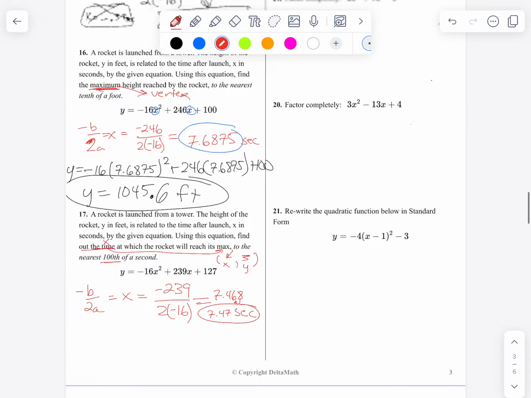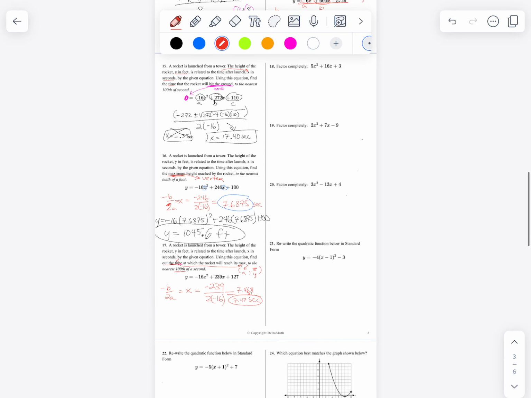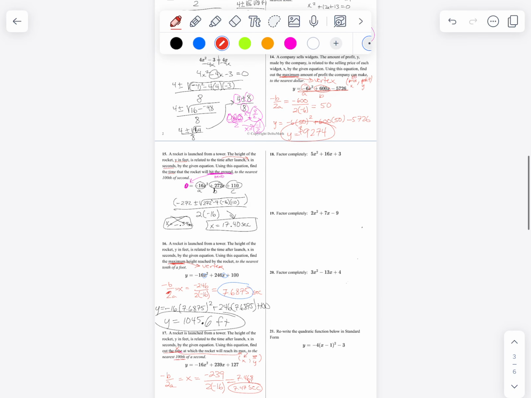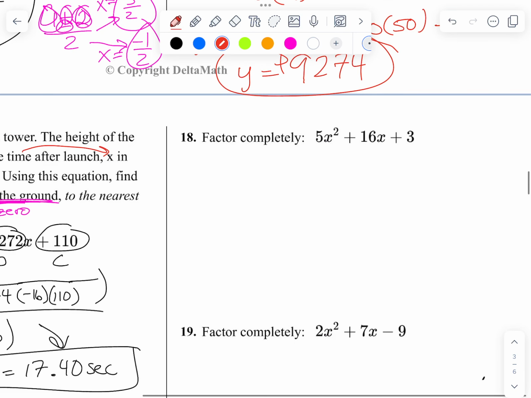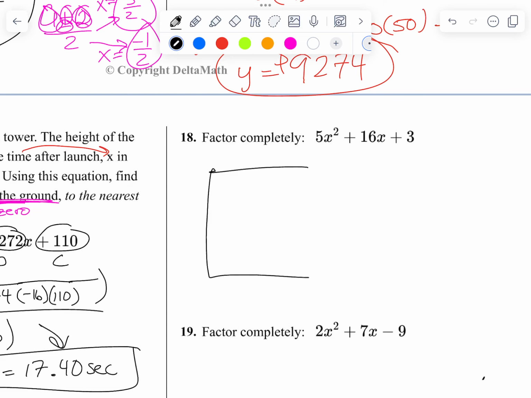All right, let's go take a look at number 18. It says factor completely. So these are all going to be box and circles again. I'm going to take a look here. It does have a 5 in it. I know that makes people nervous, but the idea is exactly the same.